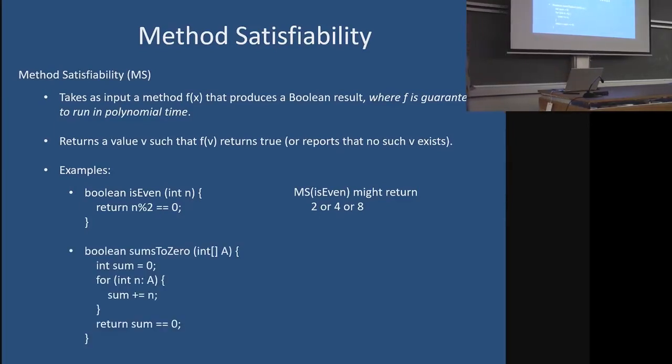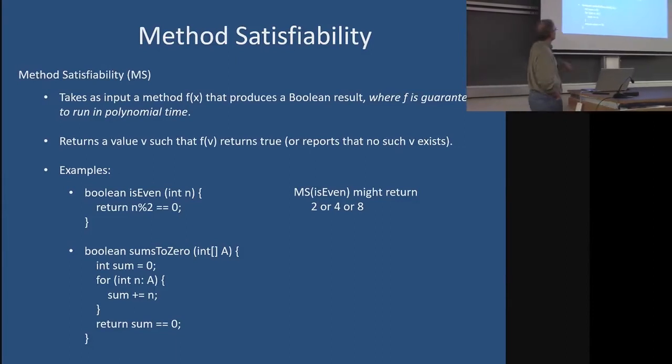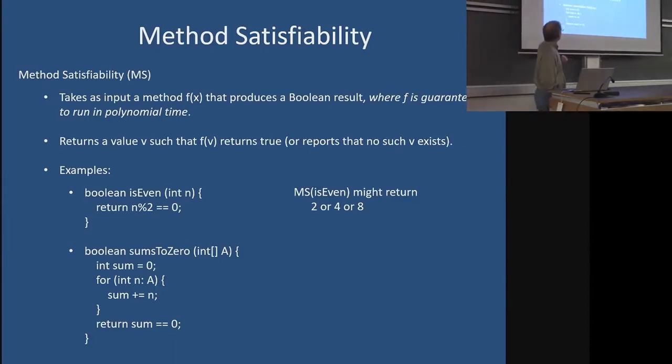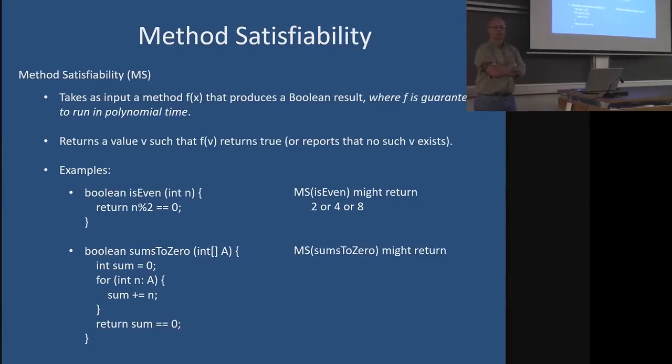Okay, what about this one? Here is a predicate. Predicate's just a word for a method that returns Boolean. You give it an array, and it tells you whether or not the array sums up to 0. So what happens if you feed that method to MS? An array of just 0? It could return an array containing 0. What else could it return? An empty array, sure. Negative 1 and 1, yeah, lots of solutions. Just any array where the elements sum up to 0.